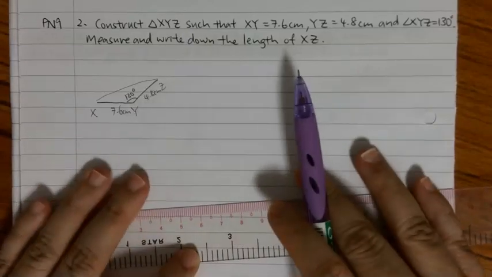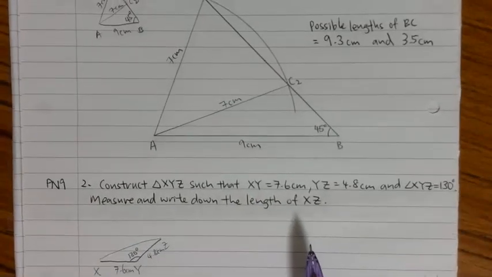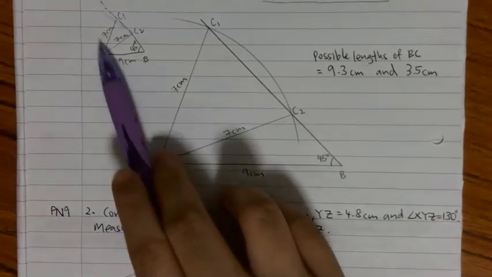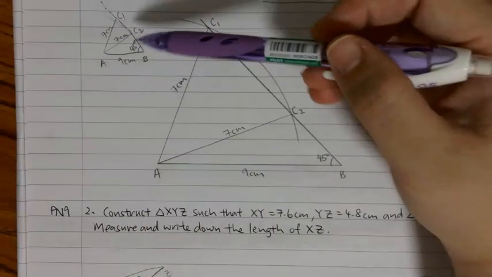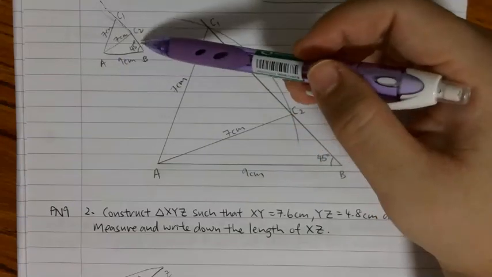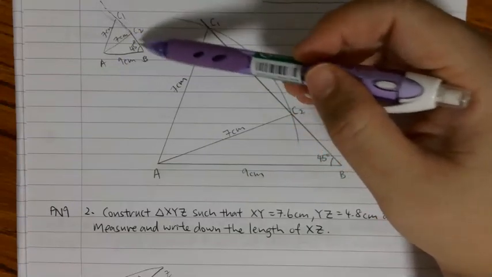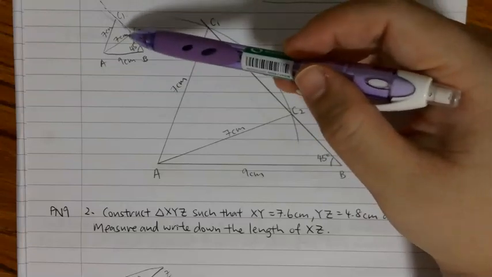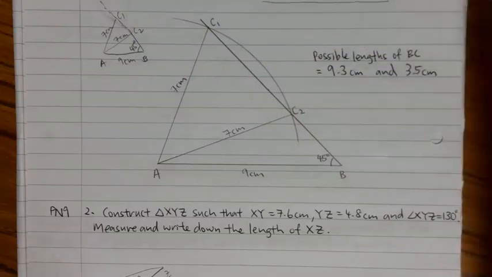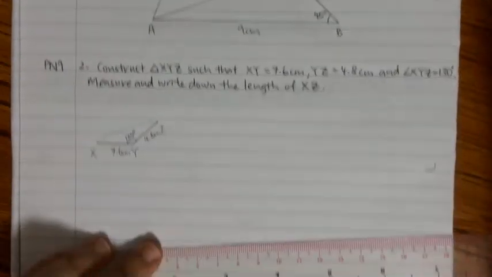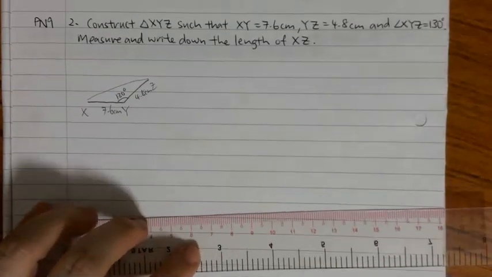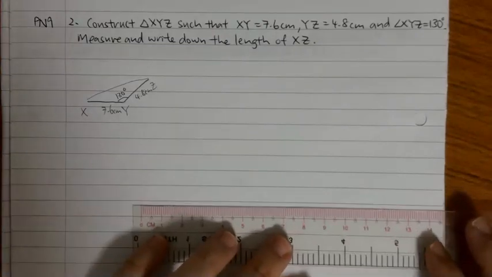Now this compared to question 1, where the two lengths given are here. The angle given is not the included angle of the two lengths. So we do not know how long this length is, which led us to two possible positions of the third point. But for this question 2, it will be much more straightforward compared to question 1. So let's get started.